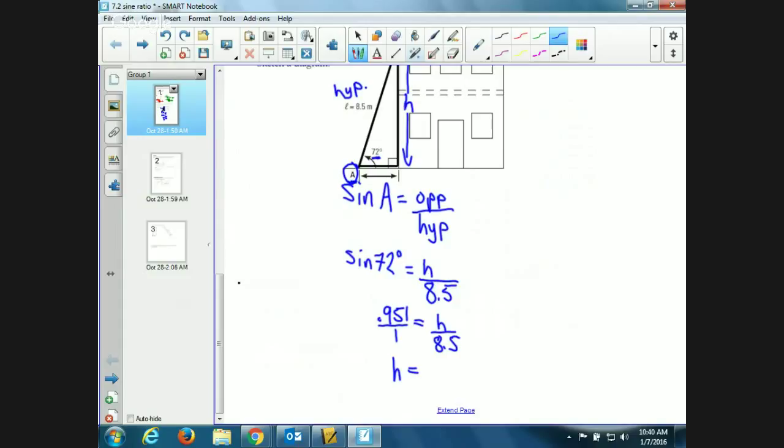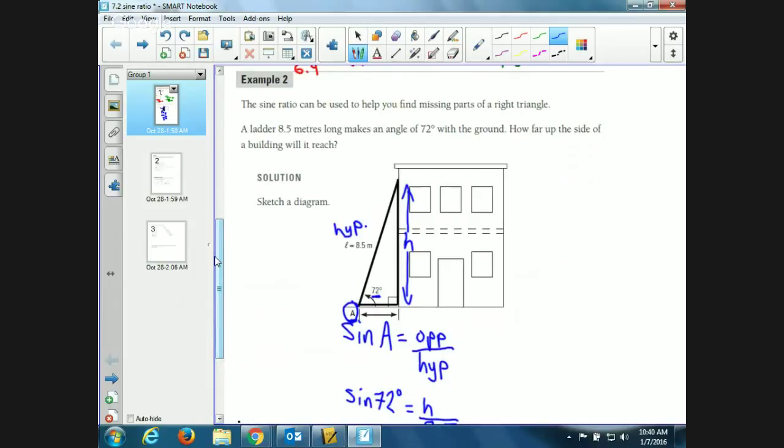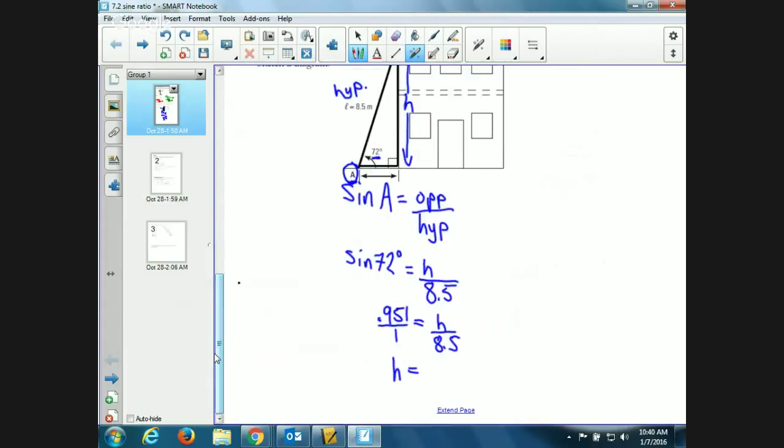What do you got? 8.08? Sure. That sounds good, and since the original measurement, the ladder, was 8.5 meters long, let's get it to 1 decimal place. So instead of 8.08, does that round up or down to 1 spot, or does it stay the same? Round up to 8.1. Perfect. Height, 8.1 meters up the side of the building, right?